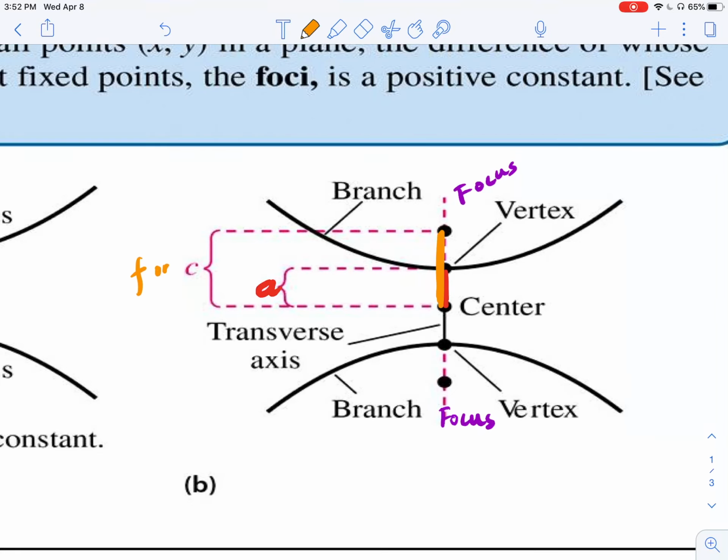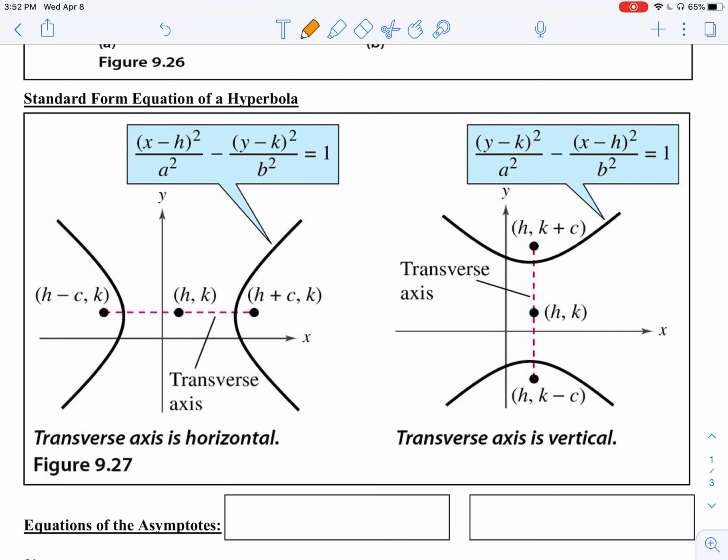Now let's look at the standard form equations of a hyperbola. So let's look at this part right over here. If you're looking at these equations, the first thought you probably have is that it looks a lot like ellipses, and you would be absolutely right. The equations are incredibly similar. There's just one small difference. Can you spot it? Right. We are subtracting these terms instead of adding them. Other than that, they look completely the same. But that is a huge difference.